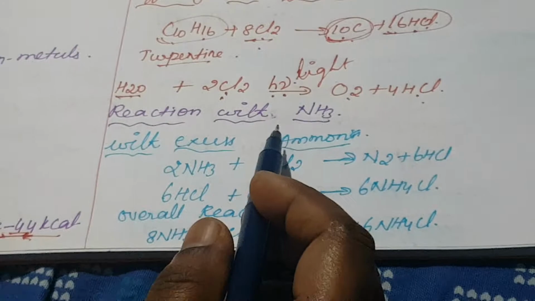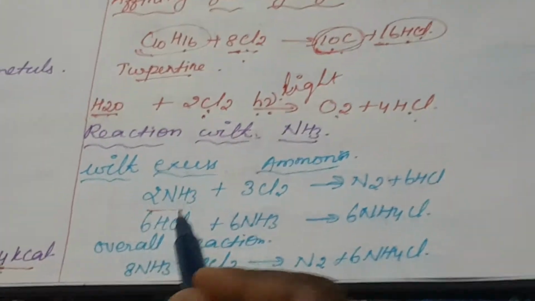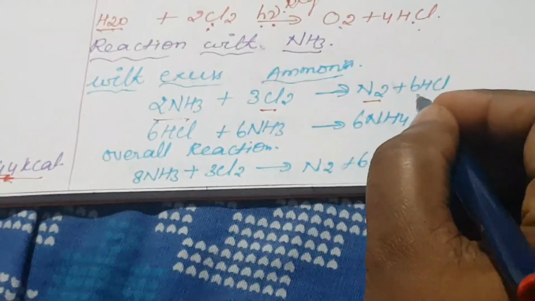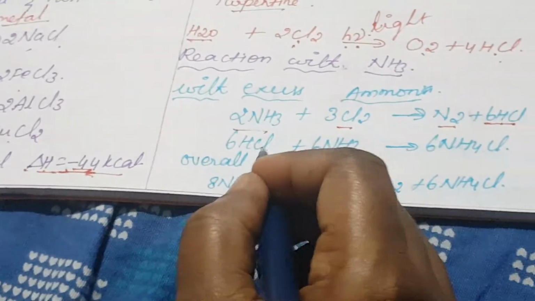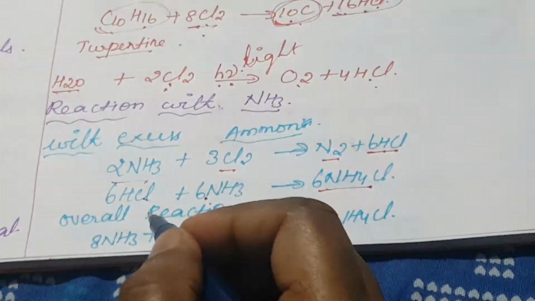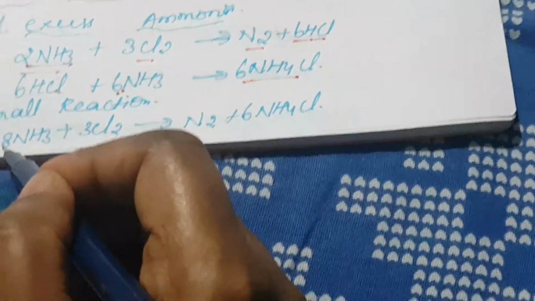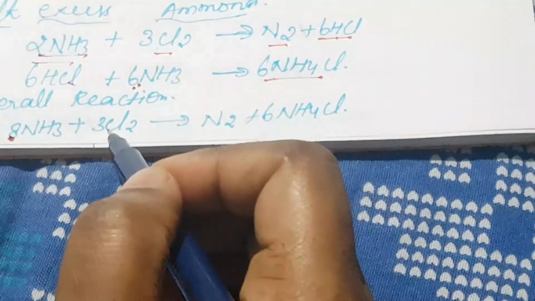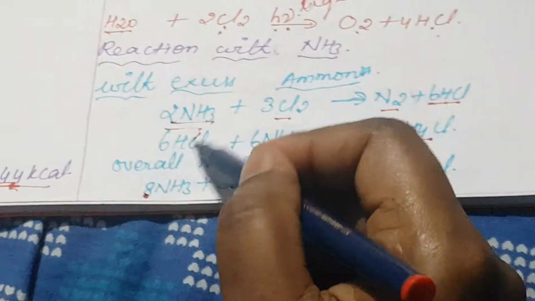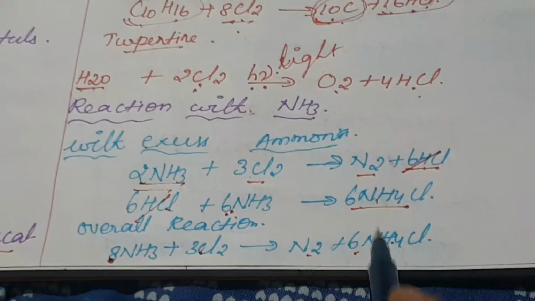There are two types of reaction with ammonia. The first is with excess ammonia. Ammonia reacts with chlorine to form nitrogen plus hydrochloric acid. Then hydrochloric acid reacts with ammonia to form ammonium chloride. Combining the two equations, the overall reaction: 2 molecules of ammonia plus 6 molecules of ammonia, that is 8 molecules of ammonia, and 3 molecules of chlorine. The 6 HCl cancel, giving N2 plus ammonium chloride. This is the excess of ammonia.